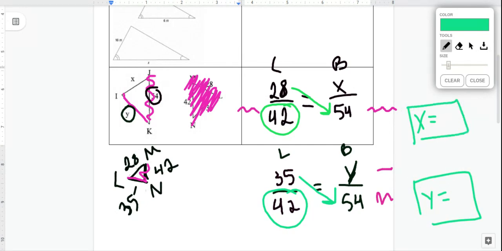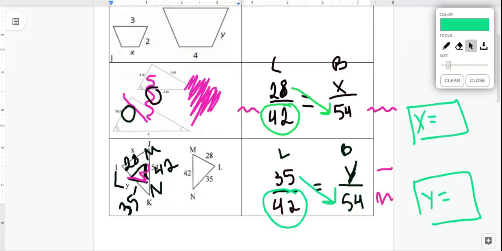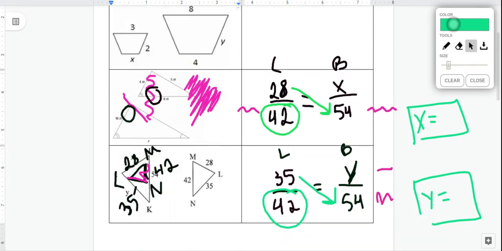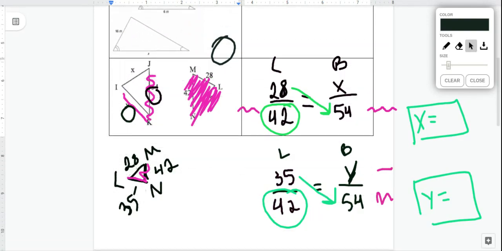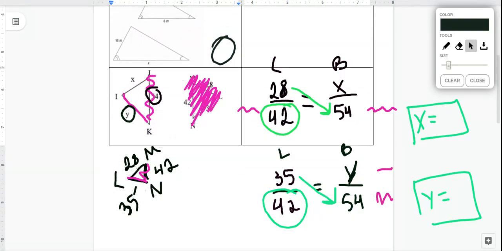Okay, and then I want you to go back to the very first example we just did together, and you are going to solve for this Y right here. Okay, so once you're done with everything, go back and solve for that Y. But for now, focus on this one.